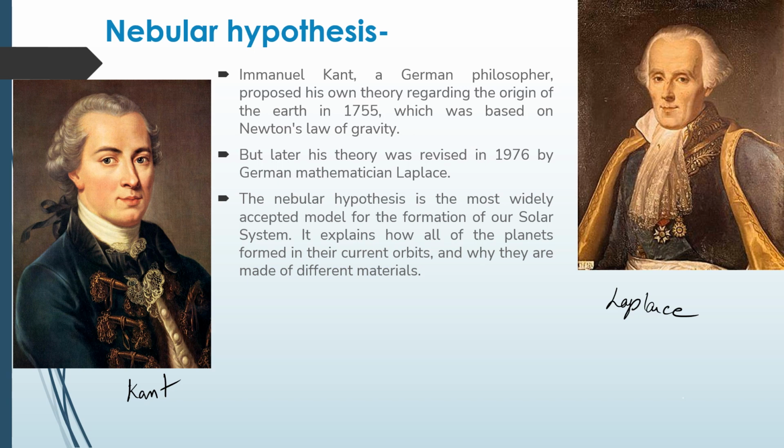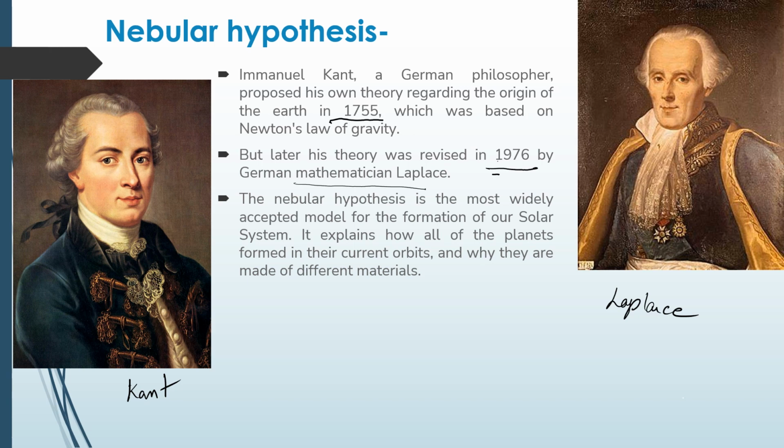According to him, the earth was formed from a cold cloud of gas and dust. But after some years, a mathematician, Laplace, revised his theory and concluded that it was not a cold cloud, it was a hot cloud. Kant gave this theory in 1755 and Laplace revised it in 1796. So this theory is given by both. Immanuel Kant had given the theory of origin and later Laplace revised the theory.